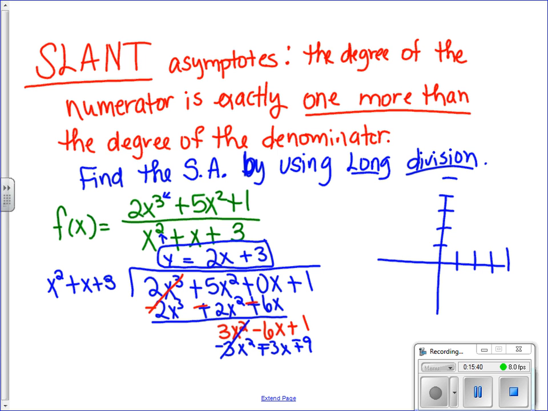Alright, do you remember how to graph this? 2x plus 3. Where do you start? Y equals 2x plus 3. You start at 3. And then you go up 2 over 1. That would be your slant asymptote. And then down 2 over 1? No, you just need 2 points to make a line.